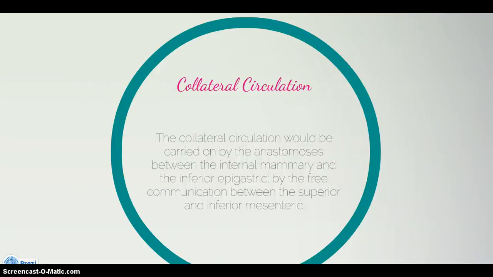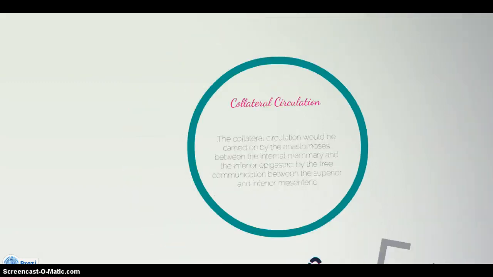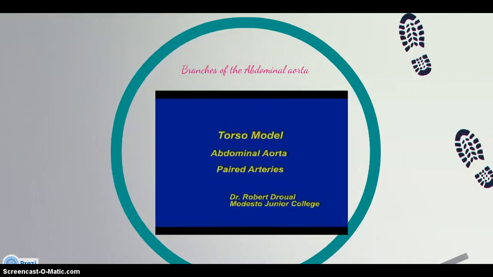Then we have collateral circulation. The collateral circulation will be carried on by the anastomosis between the internal mammary and the inferior epigastric, and by the free communication between the superior and inferior mesenteric. Now we are going to have a video that is going to explain to us the branches of the abdominal aorta.